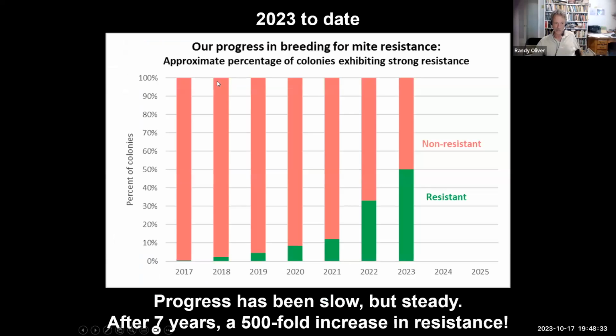Okay, let's go on to the next one here. So here's our progress. We started in 2017 with our first queen, one queen out of 1,500 that exhibited resistance. So the green would be the percent of our operation that shows resistance.